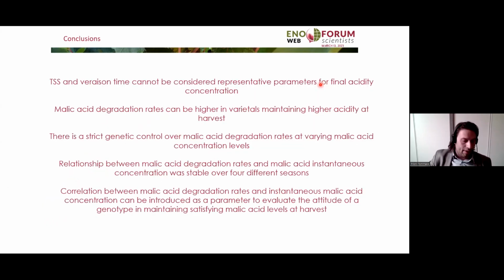In conclusion, our work suggests that sugar and veraison time cannot really be considered good parameters to analyze final acidity at harvest, because sugars and acidity can have very distinct and different patterns during ripening. Malic acid degradation rates can also be a misleading parameter if not analyzed correctly, because it can happen that the variety maintaining higher acidity at harvest due to a higher level of malic acid at veraison exhibits higher maximum degradation rates right at veraison and later.